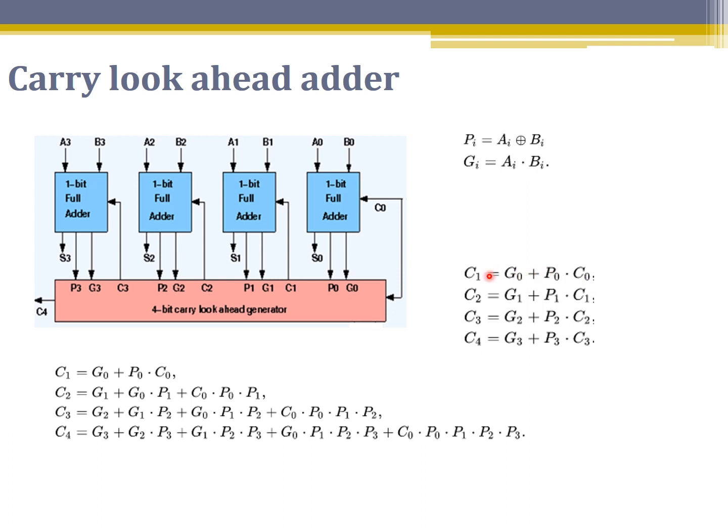So for every stage we have G0 plus P0 C0, G1 plus P1 C1, G2 plus P2 C2. So when we go on making substitutions, for example when we substitute C0 in this equation, for the C1 we get G1 plus P1 C1.